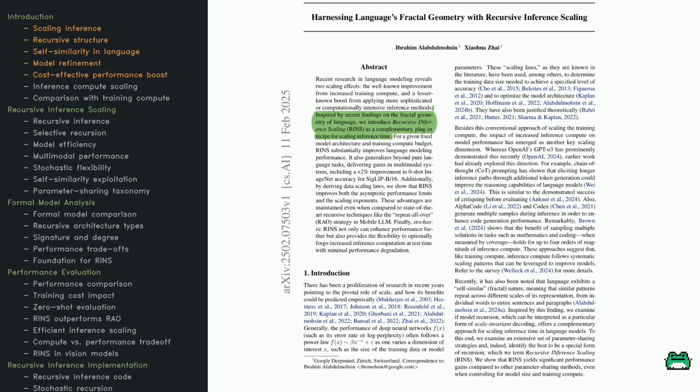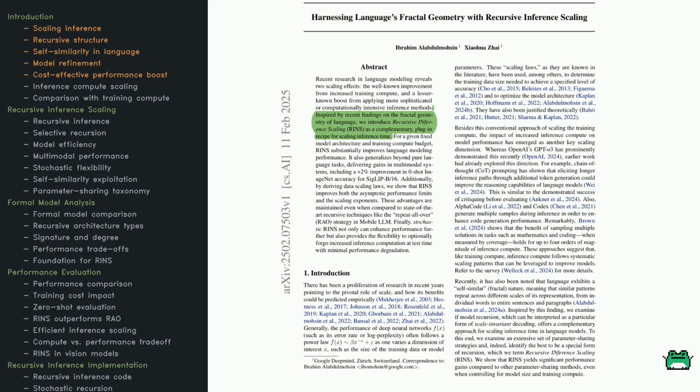Interestingly, the paper compares different ways to apply recursion. One approach, called repeat all over, just reruns the entire model from start to finish. But that can be overkill in terms of computation. Instead, focusing on a specific section of the model often yields a better trade-off between speed and accuracy. What's really appealing is that RINS doesn't alter the model's size or how it's trained. It's purely about reworking the inference process, making it a cost-effective add-on.